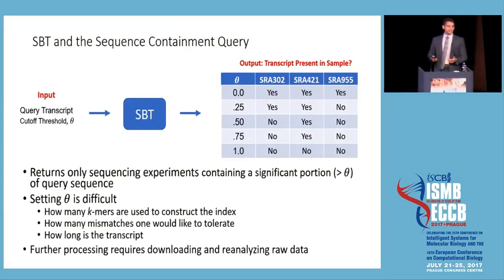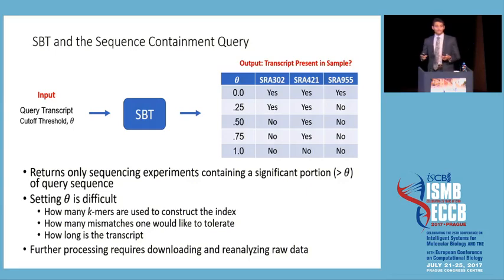Because we do not visit the leaves of the tree, we have no way of knowing which k-mers are present in which samples. So when we query the sequence bloom tree, it only tells us which samples our transcript could occur in. And this is highly dependent on our theta parameter. As we change theta, we can get different answers.